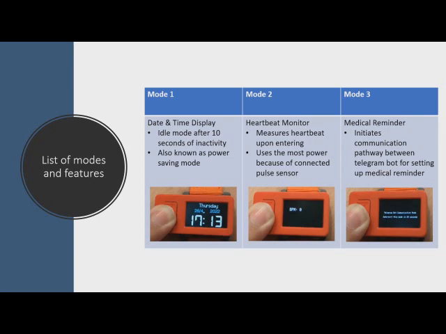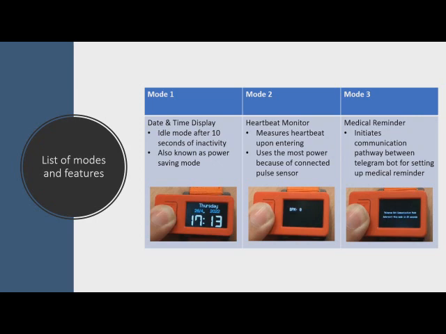So the first mode is the date and time display, which will display the date and the time as well as the day of the week. In this mode, you also have an idle mode that will turn off the LCD after 10 seconds of inactivity. This mode is also known as the power saving mode.